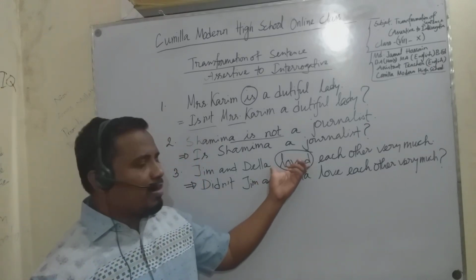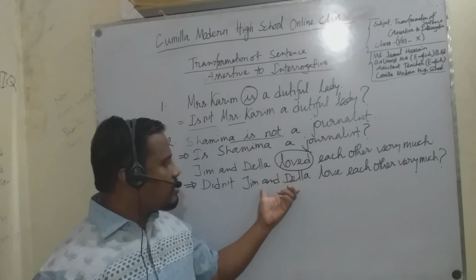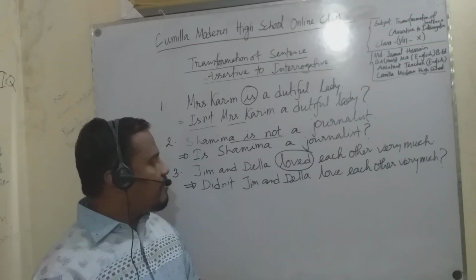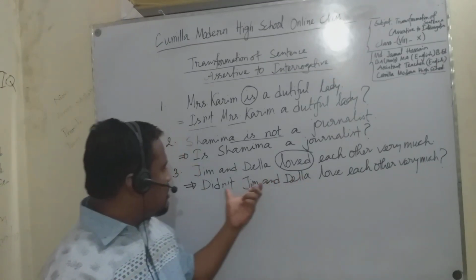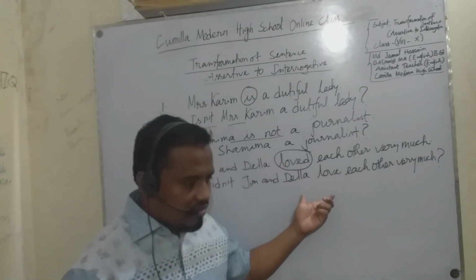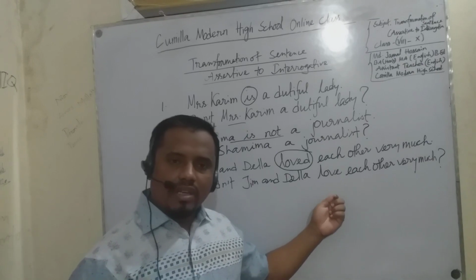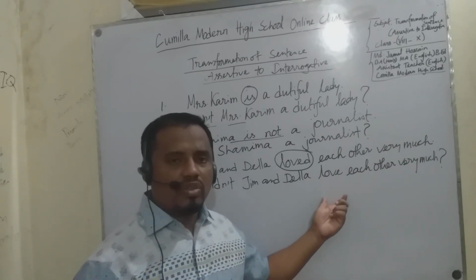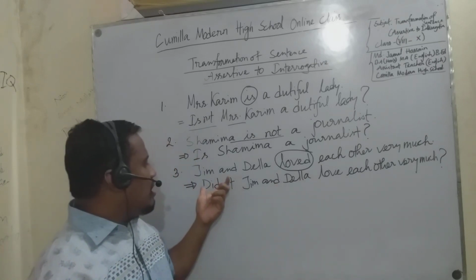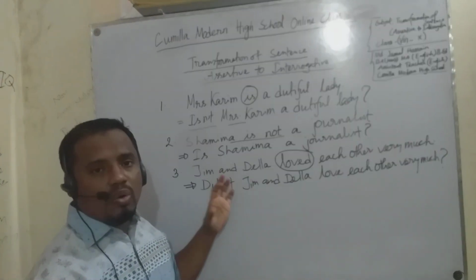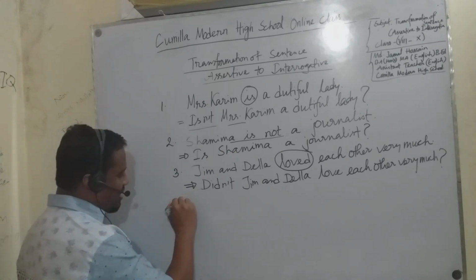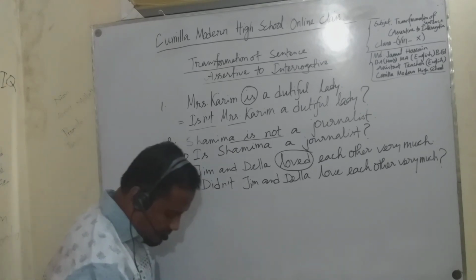The sentence is affirmative, that's why you have to use a negative interrogative sentence. And if you use do, does, did, the main verb will always be in present form. You have to use the present form of the main verb if you use any do, does, did, or don't, doesn't, didn't.